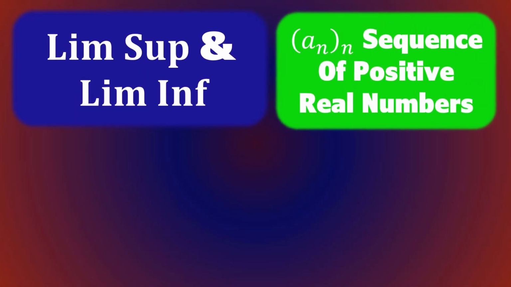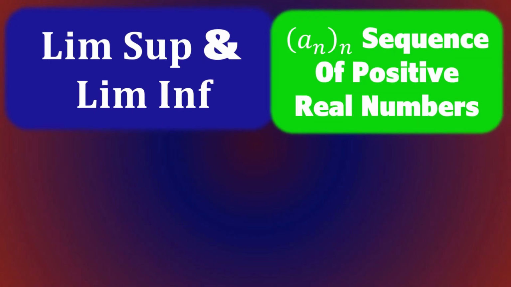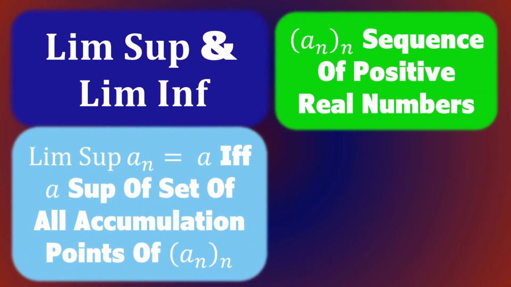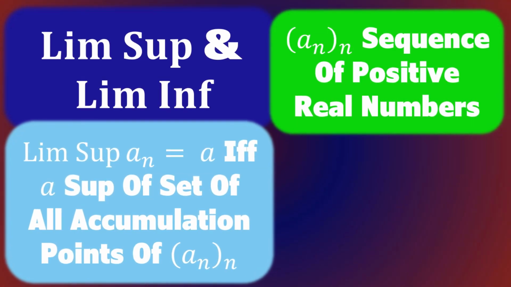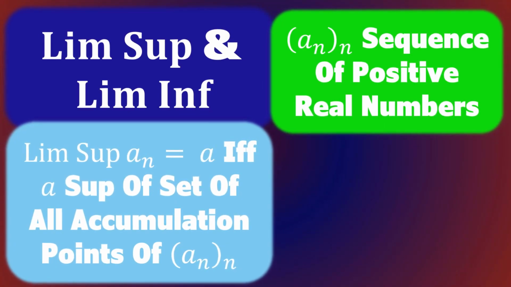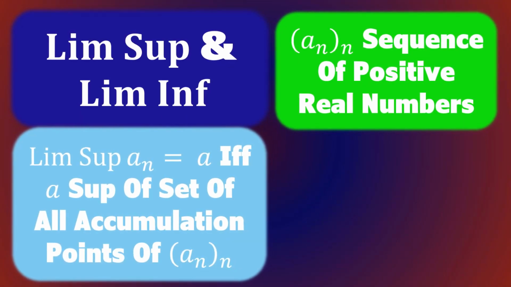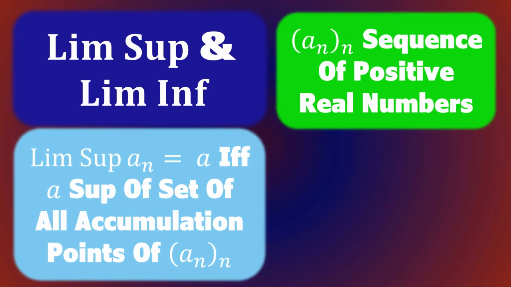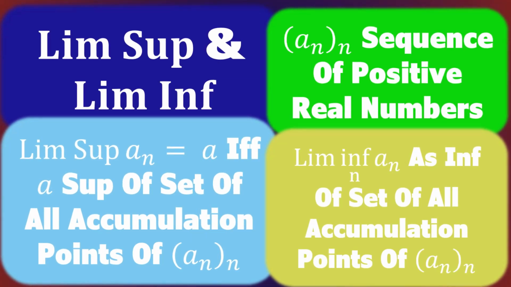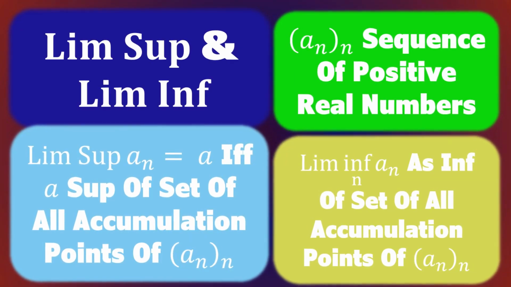Suppose that a sub n is a sequence of positive real numbers. Then the lim sup of a sub n equals a if and only if a is the supremum of the set of all accumulation points of a sub n, i.e. the supremum of the set of all limits of the subsequences of a sub n. We define the lim inf of a sub n as the infimum of the set of all accumulation points of a sub n. Now let's discuss some results for lim sup and lim inf.